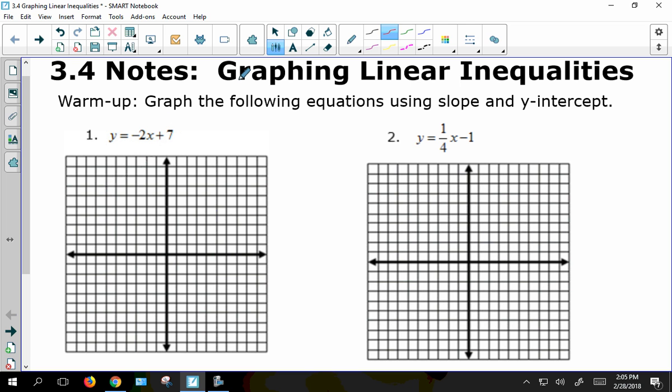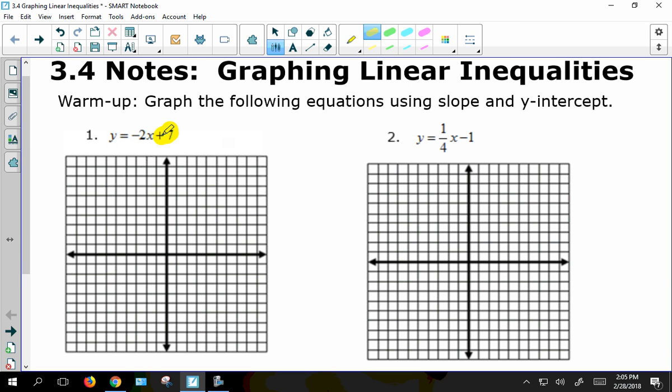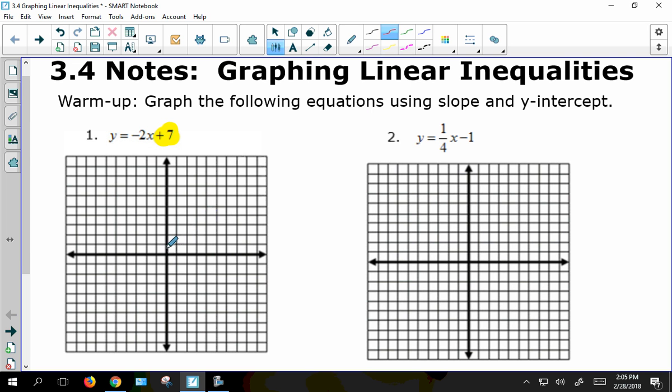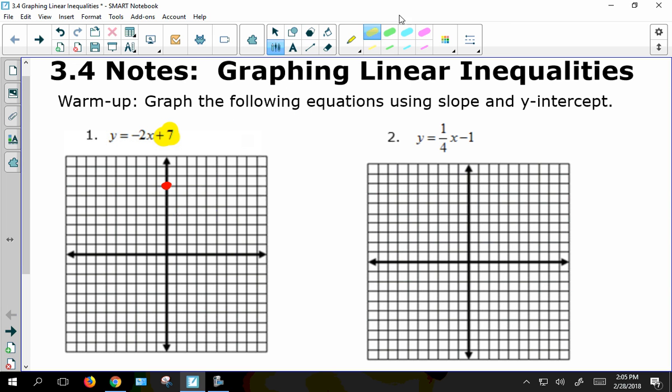So the first thing I graph is my loner, and that is on the y-axis. So I go to 7, 1, 2, 3, 4, 5, 6, 7, and I put a dot on the y-axis at 7. Now this right here, this is my slope. It's the number next to your x. So -2, or I could say -2/1.